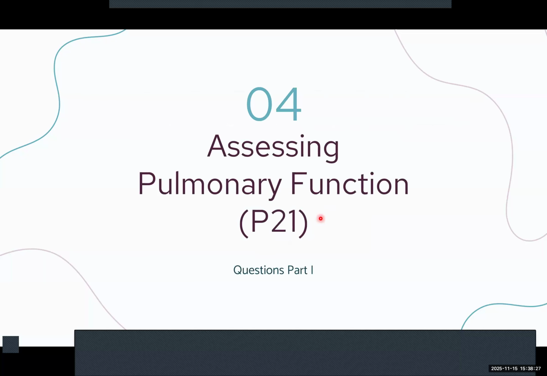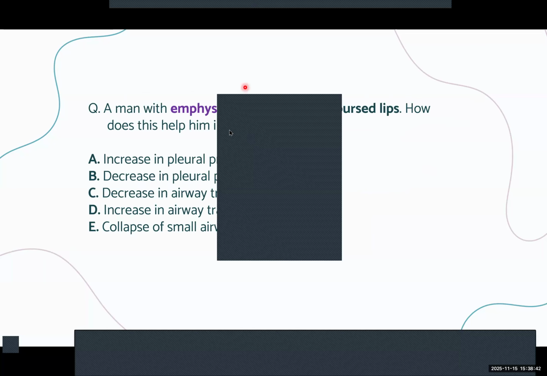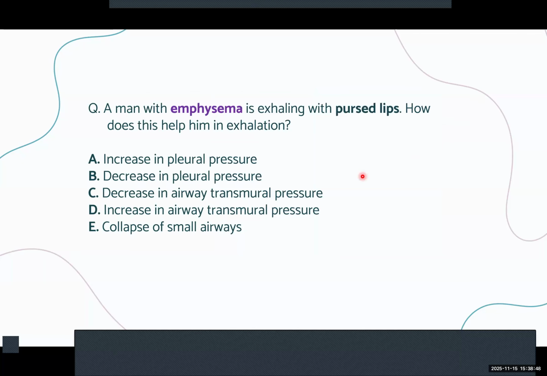And yeah, we are at the second last topic, I believe, assessing pulmonary function. So, a man with emphysema is exhaling with pursed lips. How does this help him in inhalation? D. Increase in transmural pressure. Yes, all of you are correct. The answer is D. Increase in airway transmural pressure.